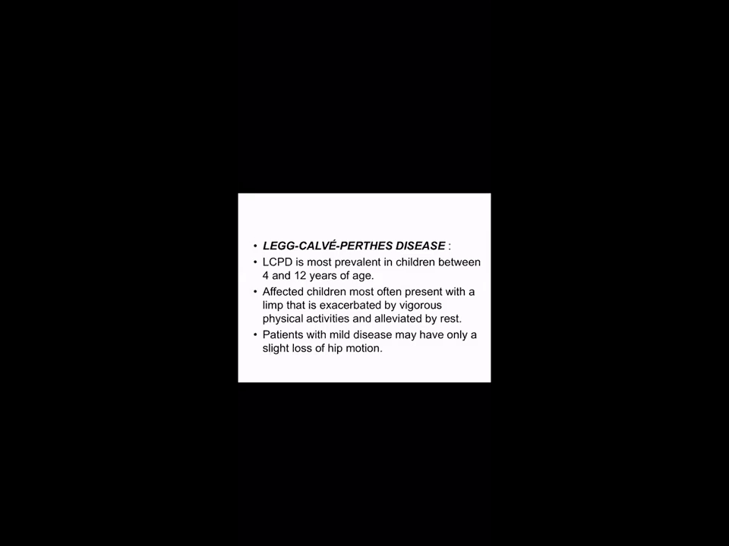Hip range of motion, if it is advanced, will for sure be clear. Sometimes in early Perthes disease, there will be a very slight loss of hip range of motion. So you need to examine both hips at the same time and compare each range of motion with the other side to see if there is any difference.